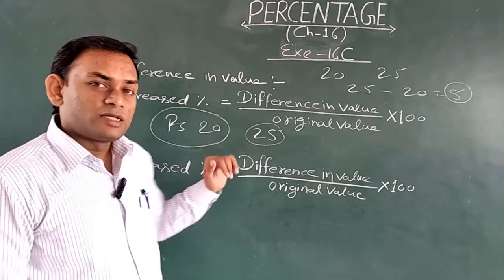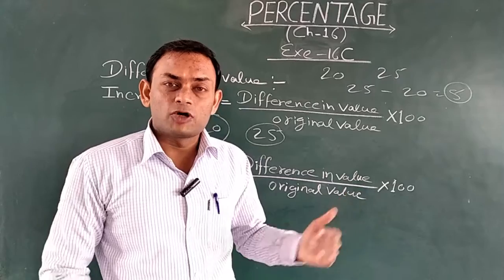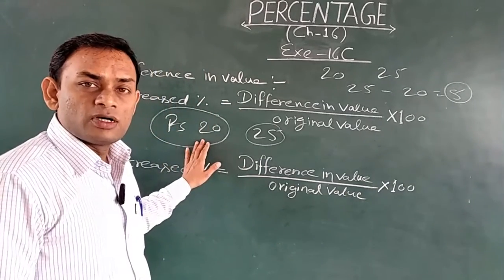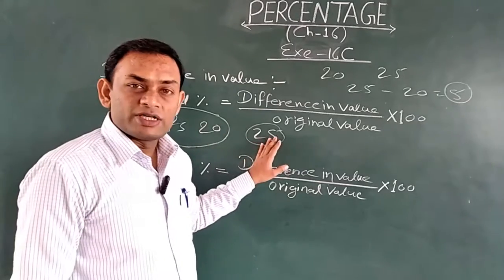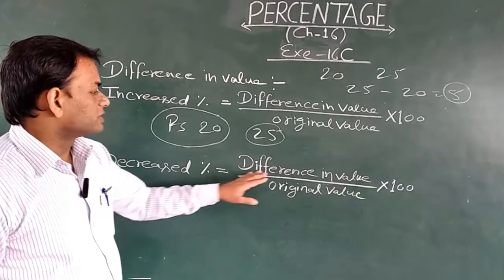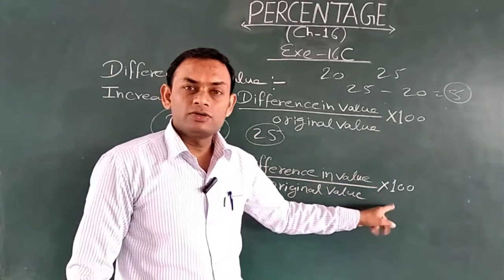cost and value. Means the price that is set first for any object is called its original cost, original value. Okay, and this is the final cost. Got it? Same here, decreased percentage is equal to difference in value upon the original value into 100.